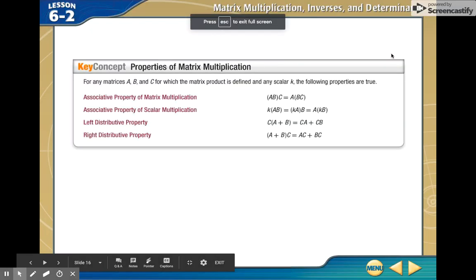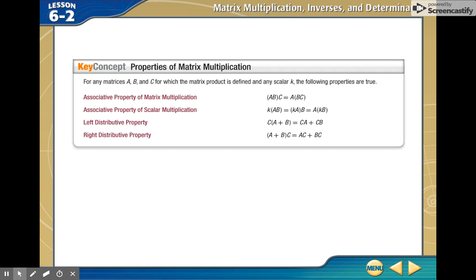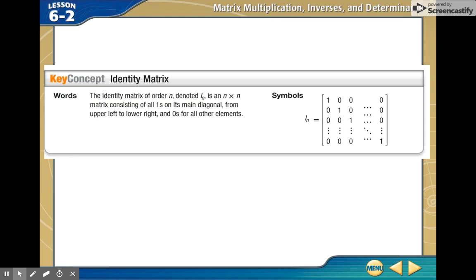Okay, so we left off where we talked about our properties of multiplication. We went through those again, keeping track of the fact that we can't just flip-flop with our commutative property that we've had for regular multiplication of numbers. All right, we have something called the identity matrix.